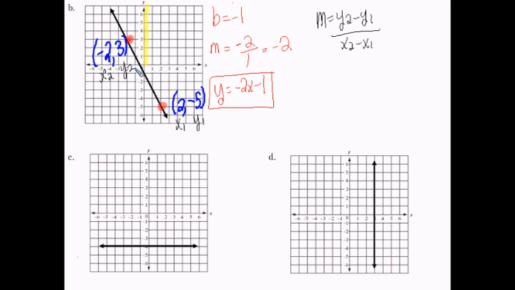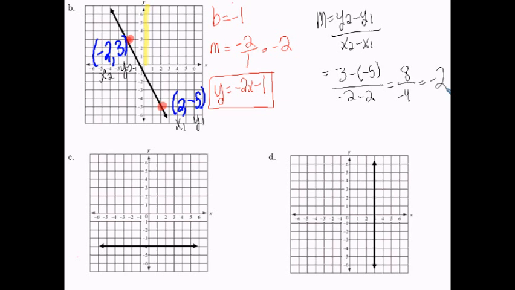So I plug those in, and I get 3 minus -5 over -2 minus 2. The minus stays the same. This is the y2 minus y1, x2 minus x1. So I get 3 plus 5, which is 8, over -4, which gives me my slope of -2. So that's how you would use the equation, or if you were given 2 points to find the slope. Okay, just plug them in.